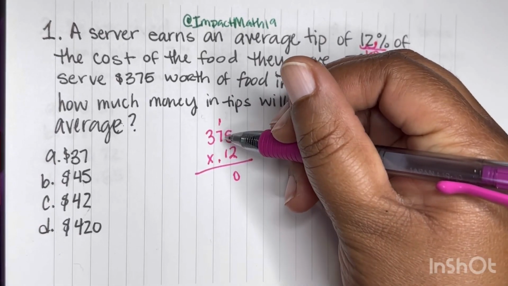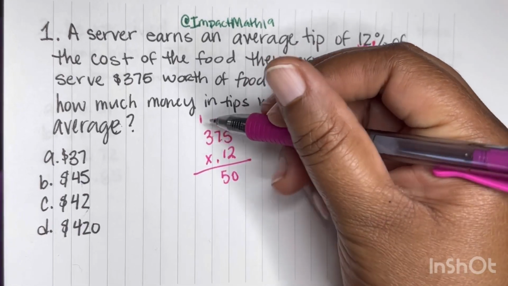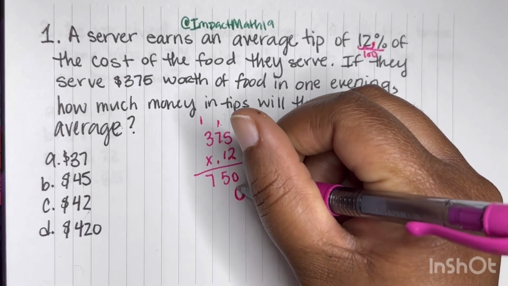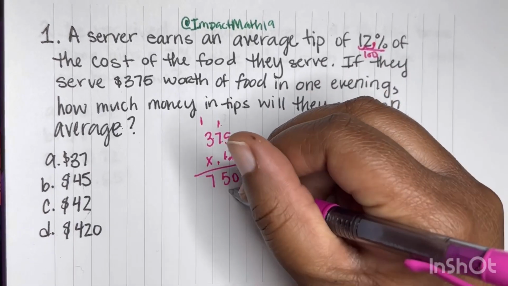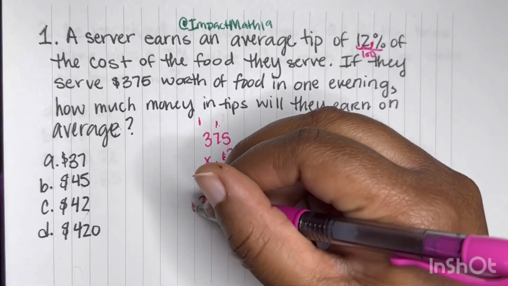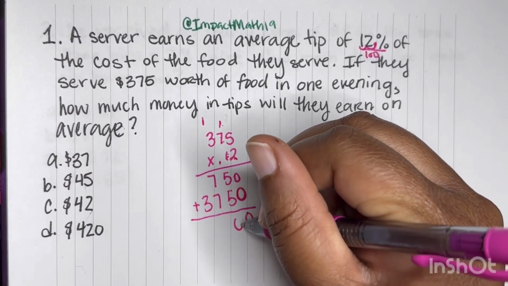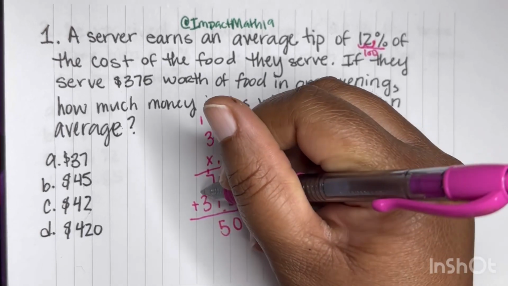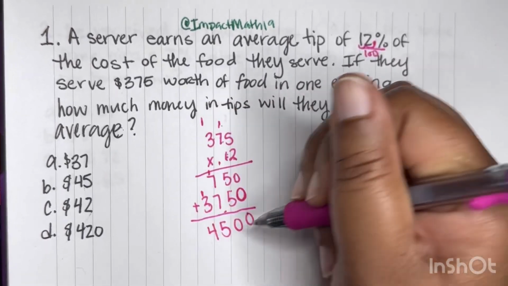2 times 7 is 14, plus 1 is 15, carry the 1. 2 times 3 is 6, plus 1 is 7. Put down your placeholder because now we're going to the 10 spot. So 1 times 5 is 5, 1 times 7 is 7, 1 times 3 is 3. And then you add these two down. So we're going to get 0, 10, 14 plus 1 is 15. And carry the 1. We get 3 plus 1 is 4, and 5.